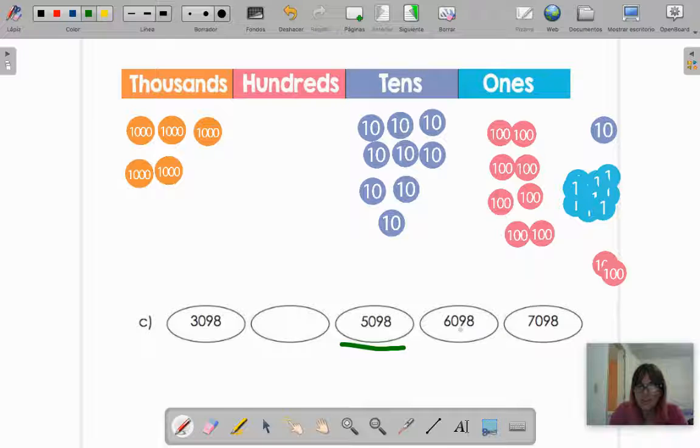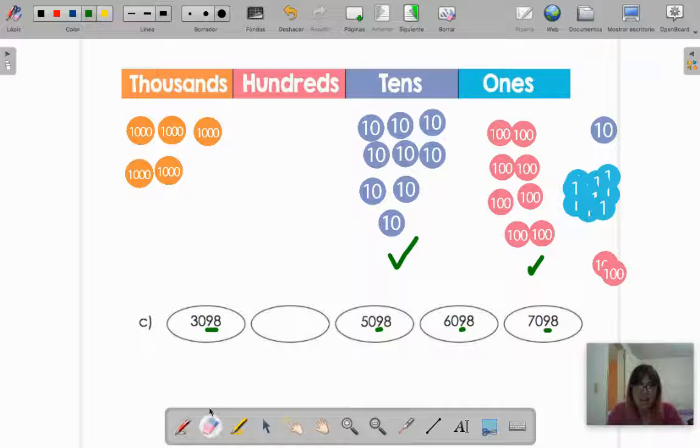Now look here, 6,098. So did they change the ones? No, right? Actually, in the third one, it's still 8. So this, it's okay. We don't change it. Now, let's look at the tens. 9, 9, 9. And even in the first one, we still have 9. So did they change the 9 tens or the 90? No, right? So that's good.